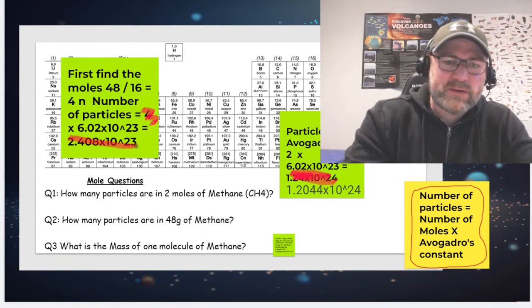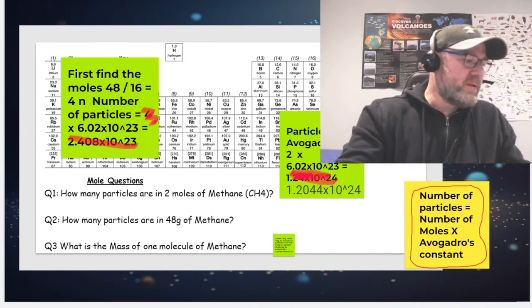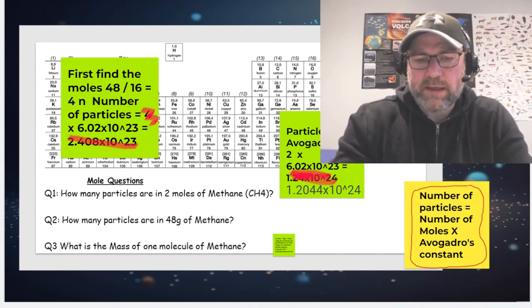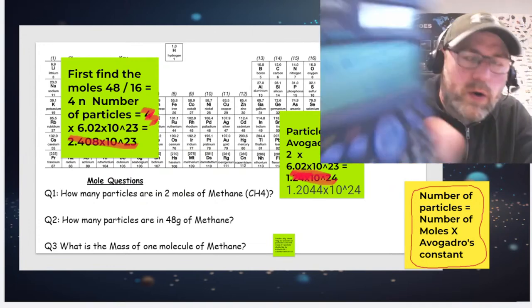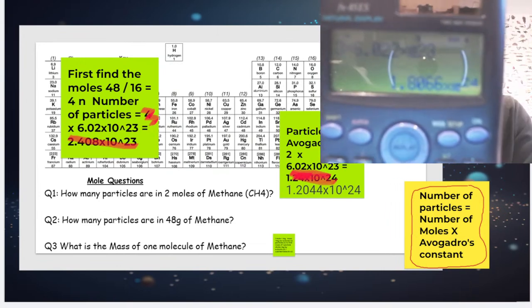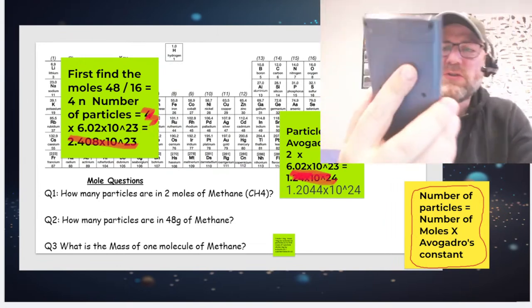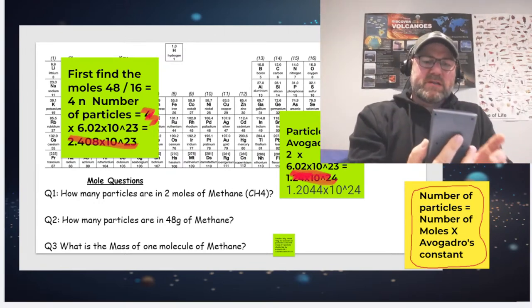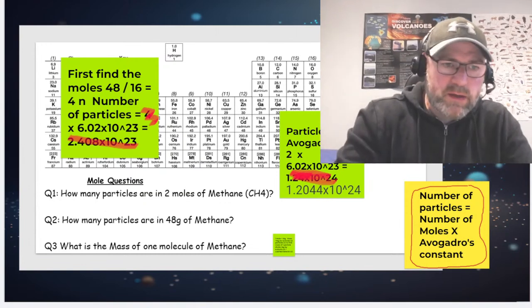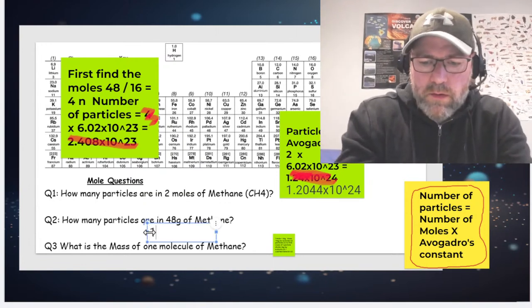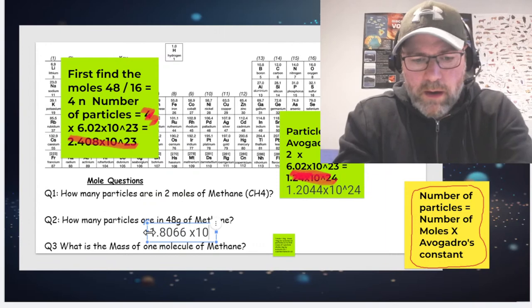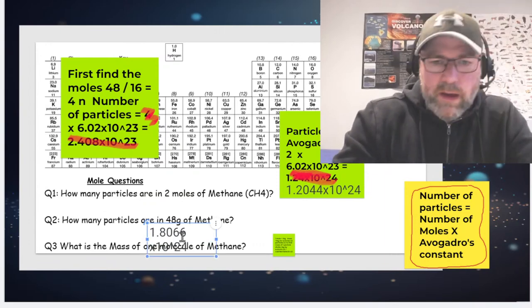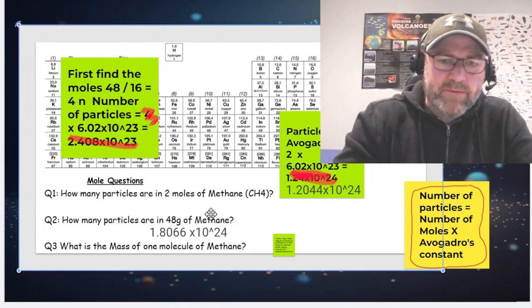3 times 6.02. And if we do 3 on the old calculator times 6.022 times 10 to the 23, we should get... I'm just showing my calculator to the screen. I don't even know if you can see it. You should get 1.8066 times 10 to the 24 for this one. 1.8066 times 10 to the 24. Boom. That's the number of particles if you do 3 times 6.022 times 10 to the 23.